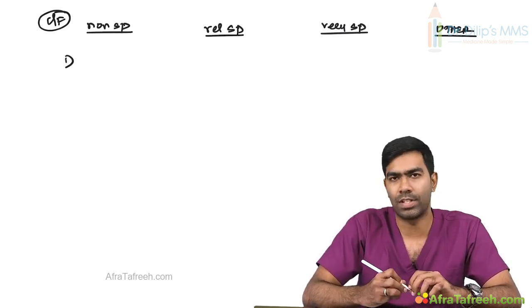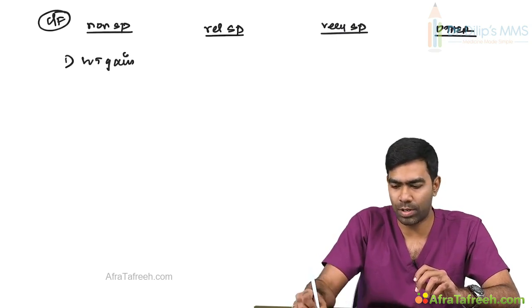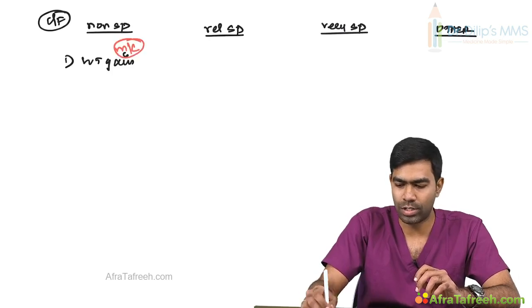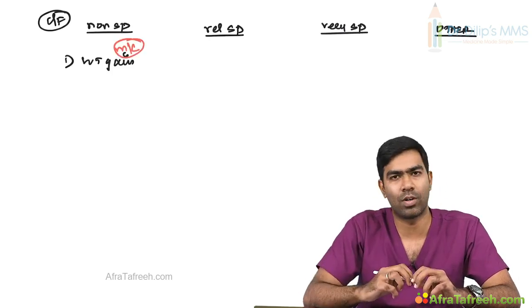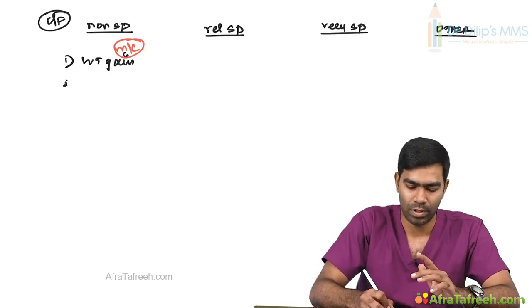What are the non-specific features? First one is the weight gain. Weight gain is supposed to be the most common clinical feature of Cushing syndrome, but even though it is very, very non-specific. You cannot diagnose a Cushing syndrome based on weight gain alone.